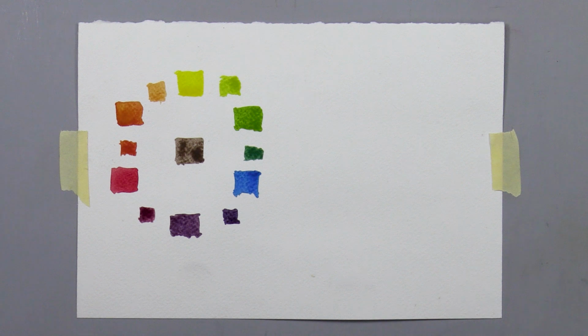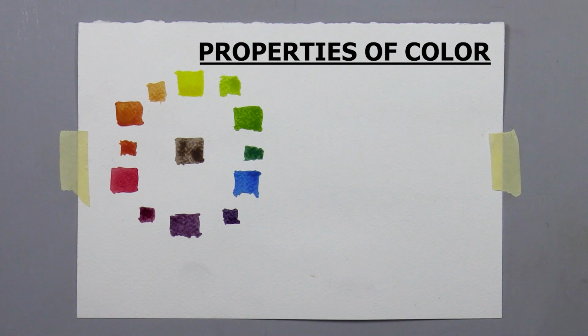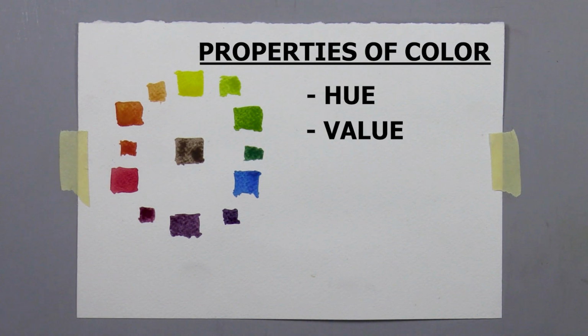Each color has certain properties that make it similar or different than other colors. There are three properties of color that are most often referred to. The first property is hue. This refers to the color name or its position on the color wheel. The second property is value. This refers to the lightness or darkness of the color.